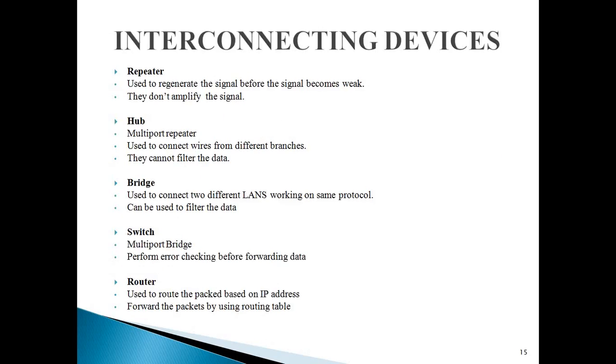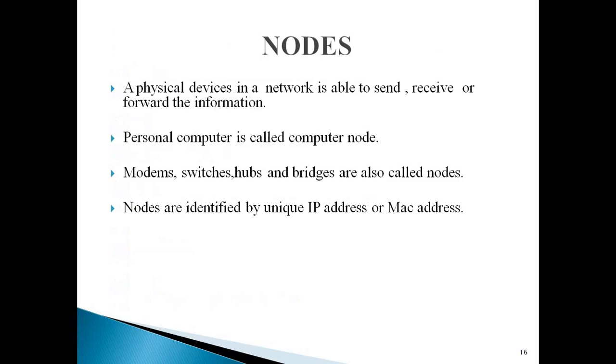What are the interconnecting devices? The first one is a repeater, used to regenerate the signals before the signal becomes weak. They don't amplify the signals. The hub acts as a multi-port repeater. They cannot filter the data. A bridge is used to connect two different LANs working on the same protocol. It can be used to filter the data, and a switch is a multi-port bridge. It performs error checking before forwarding the data. A router is used to forward packets based on the IP address.